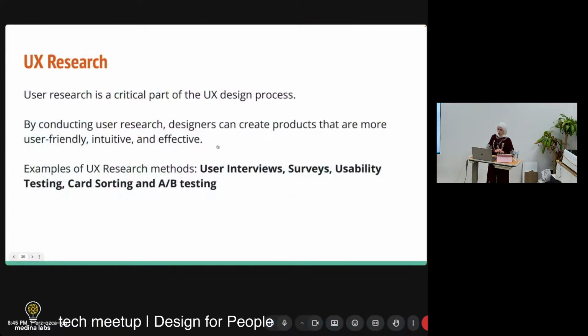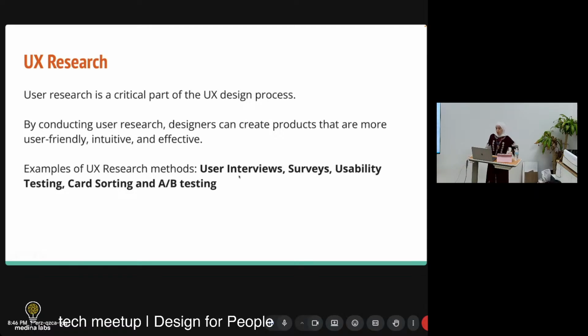So yeah, next I'll talk about UX research briefly. User experience research is a critical part of the user experience design process. You need to conduct research so designers can create products that are more user-friendly, intuitive, and effective. There are a lot of research methods that we can use, and I'm going to talk briefly about each of these methods.